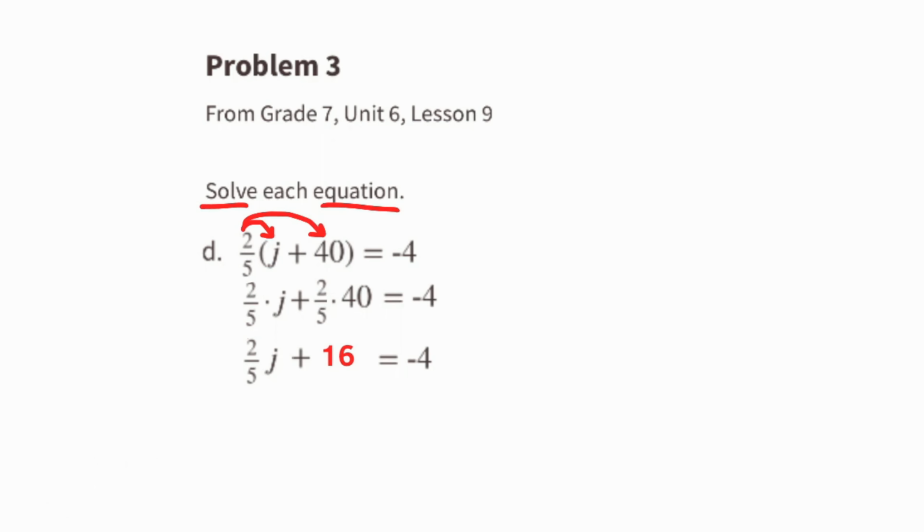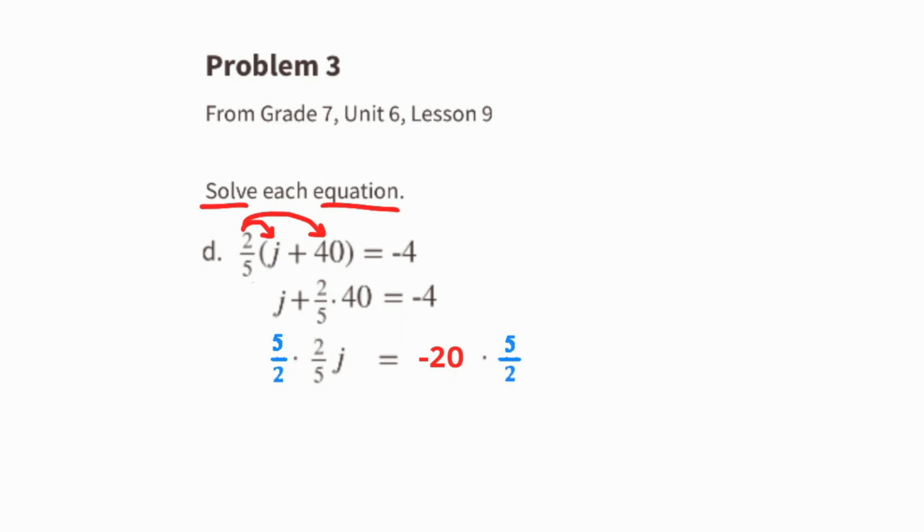We're solving for j and need to get rid of the positive 16. We do that by subtracting 16 from both sides, because positive 16 minus 16 is 0, canceling them out. And negative 4 minus 16 is negative 20. So the equation reads 2/5 j equals negative 20. We want to know the value for 1j, so we have to multiply 2/5 by its reciprocal, 5 over 2. Whatever we do to one side, we do to the other.